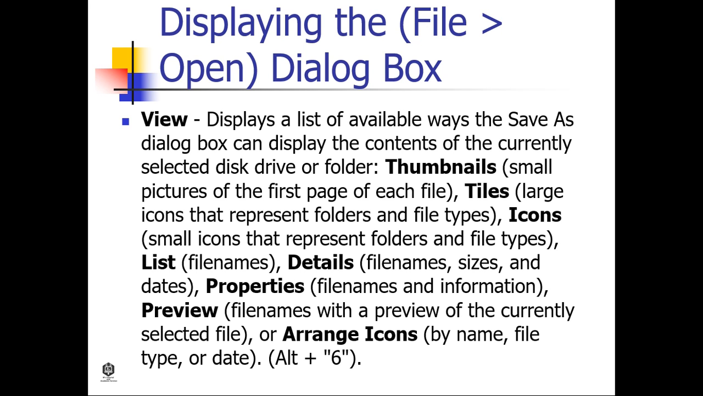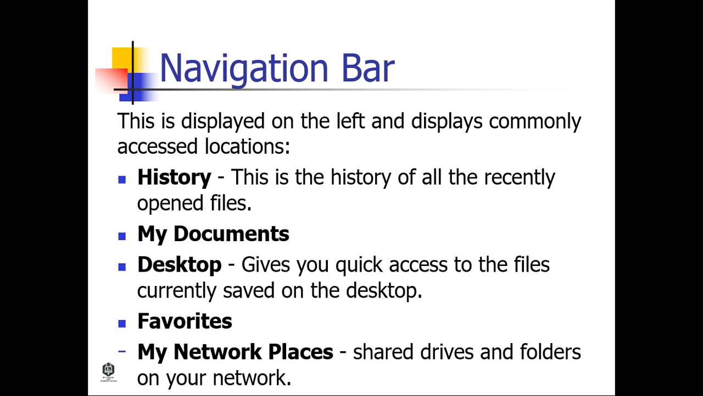In terms of Views, it displays a list of available ways the Save As dialog box can display the contents of the currently selected disk drive or folder, such as thumbnails, the small pictures of the first page of each file; tiles, large icons that represent folders and file types; icons, small icons that represent folders and file types; the list of file names; details like file names, sizes, and dates; the properties like file names and information; the preview of the currently selected file; or arrange icons by name, file type, or date, or Alt-6.